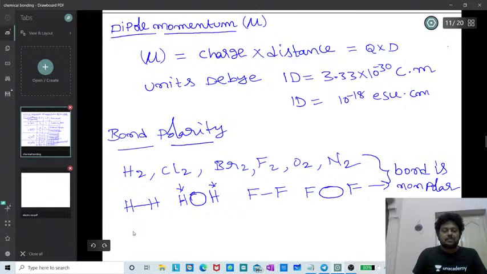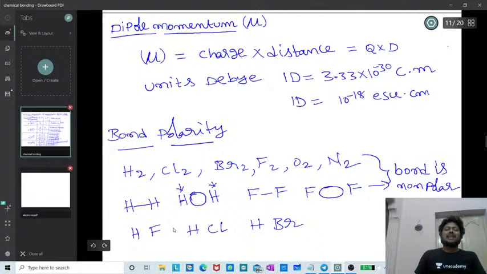For example, in heterodiatomic molecules like HF, HCl, HBr, the electron cloud is not symmetrically arranged between the bonded atoms. The electron cloud is more towards the more electronegative atom and less towards the less electronegative atom. That's why the more electronegative atom gets a partial negative charge. The electron cloud shape will be more towards the fluorine, so fluorine gets a partial negative charge and H gets a partial positive charge.